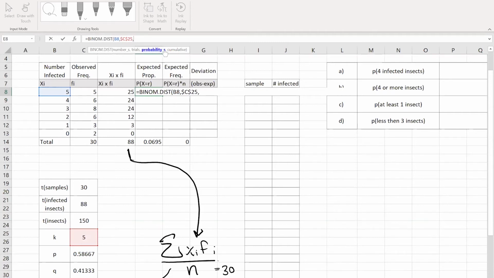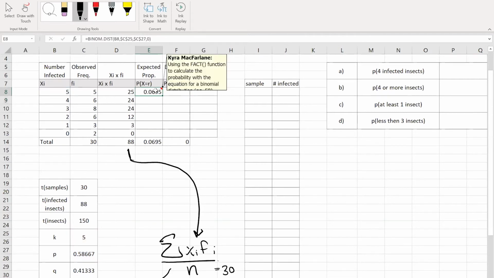Next is our probability S, our probability of a success, which is P, which again, I'm going to anchor so that it doesn't move when I drag down to fill out the rest of this table. And then finally, true or false, or 0 or 1. True means a cumulative distribution function. False means a probability mass function. So just for this value, I'm going to do a 0. And we get the same number that we had before using the calculations with the factorials. But obviously it is much easier, much faster, much safer and less likely to make errors doing it this way.